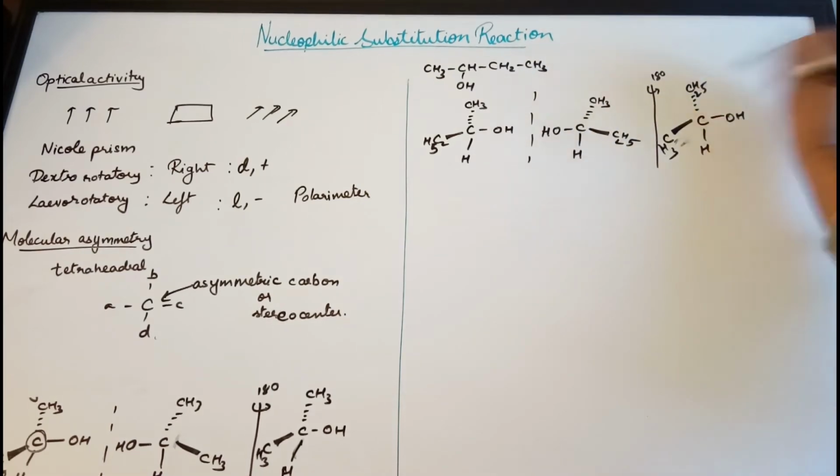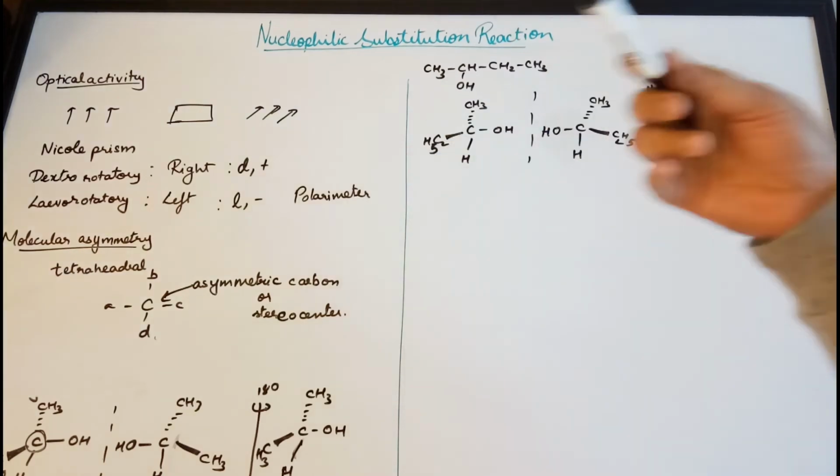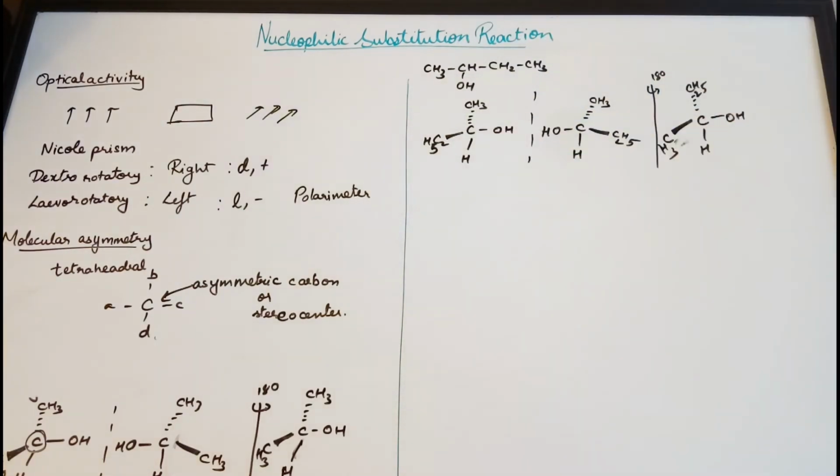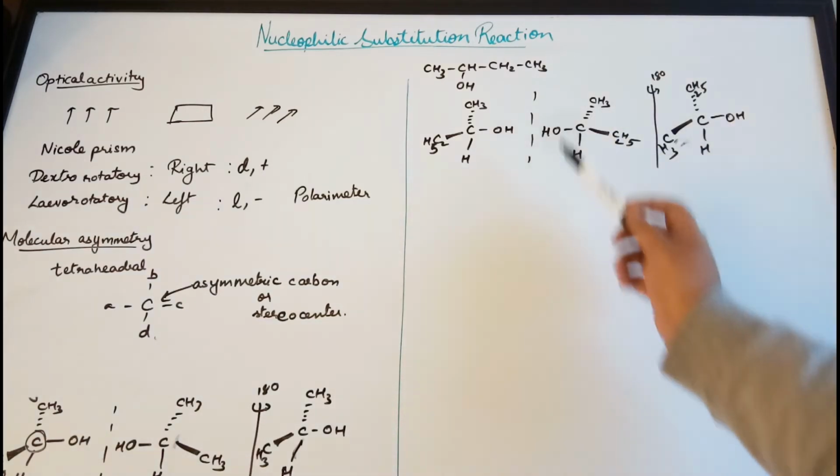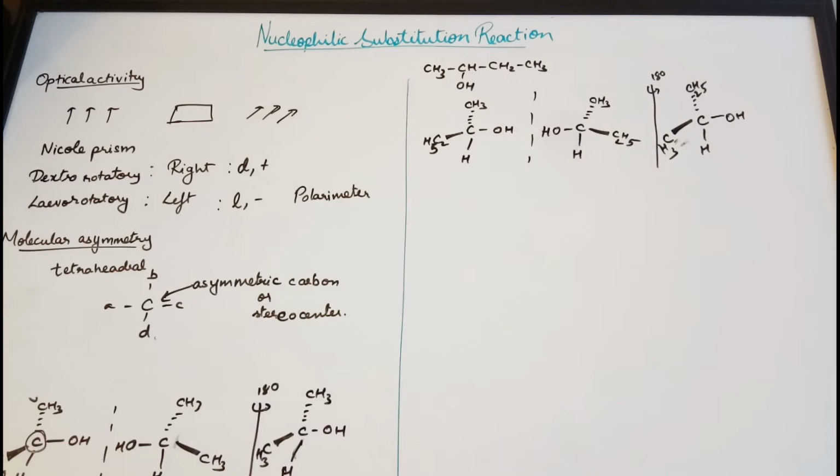So the ethyl group is going at the back and the methyl is coming forward, whereas in this case it was methyl which was forward and ethyl at the back, which means these are non-superimposable mirror images, making it chiral. And one more thing, the carbon atom has 4 different substituents.